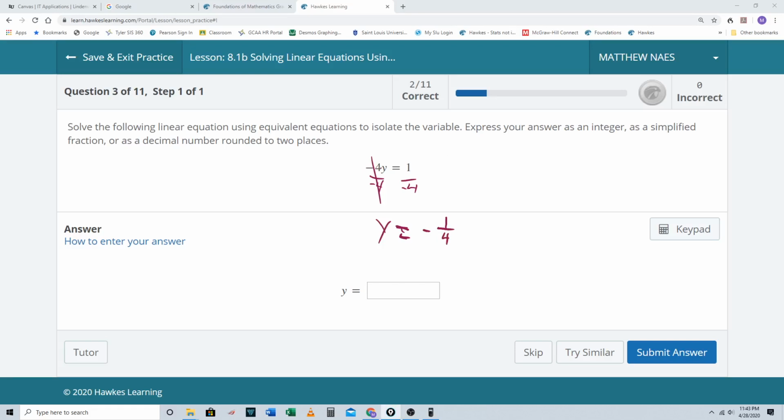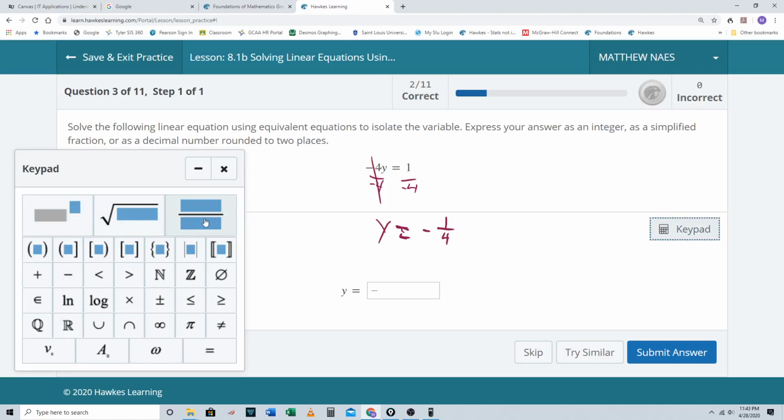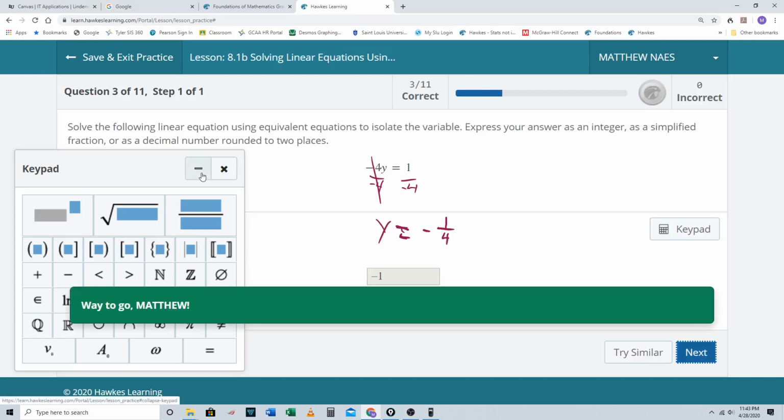Now to type that in here, I'll do the negative first. By the way, it doesn't matter where the negative is, just put it outside. It'll be up top or on the bottom. If there's 2 negatives, make it positive. If there's 1 negative, just make the whole thing negative. Keypad, fraction button, 1/4. Again, I don't really think it matters where the negative is.